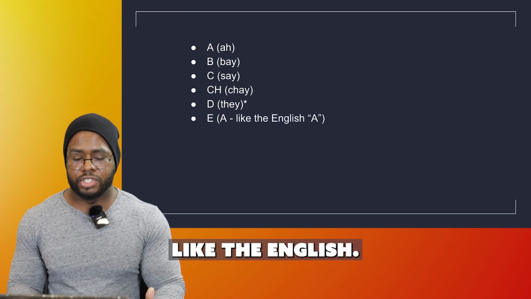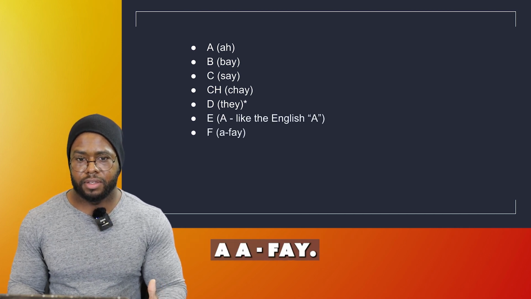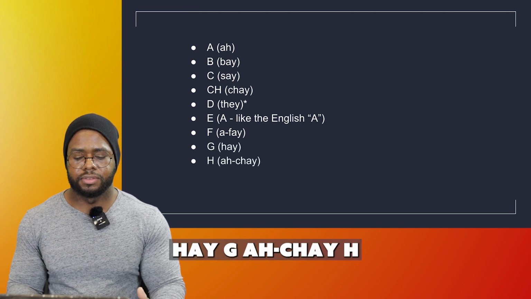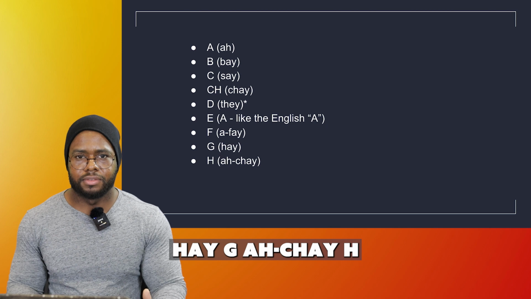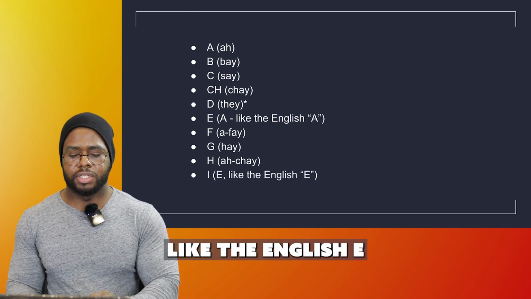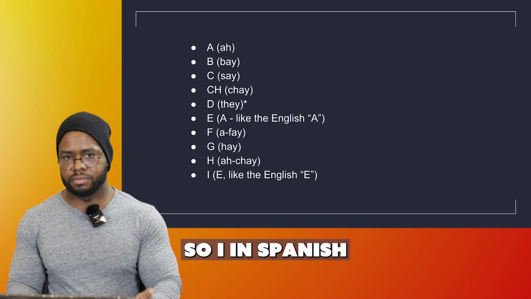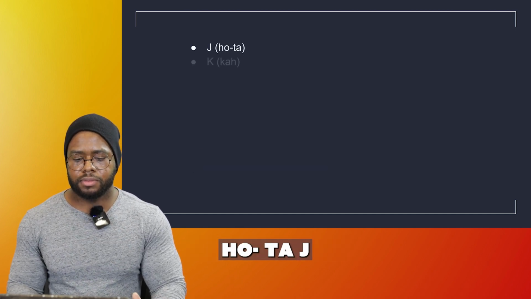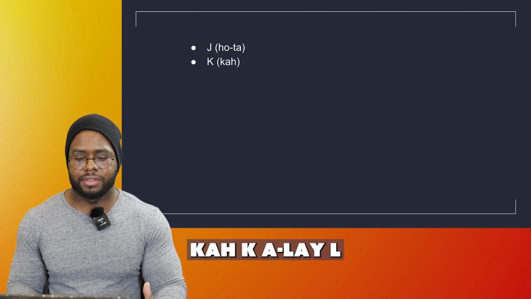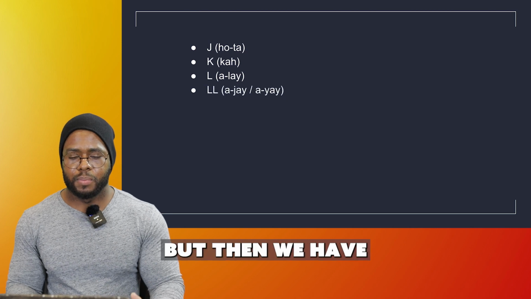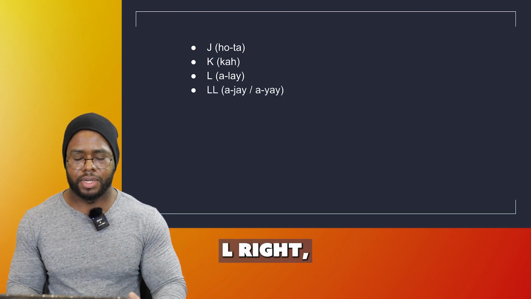E, like the English A, F, G, H, I, like the English E, right? So I in Spanish is the English E sound. Then we have J, K, L, but then we have the double L, right?